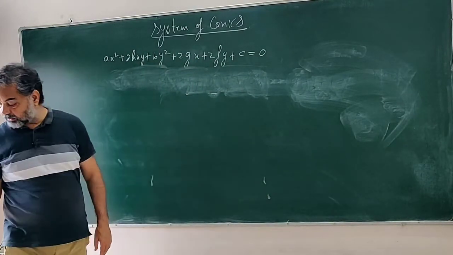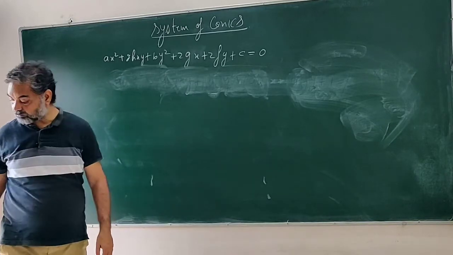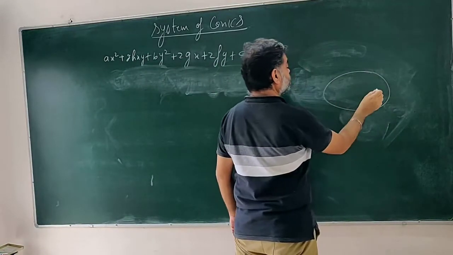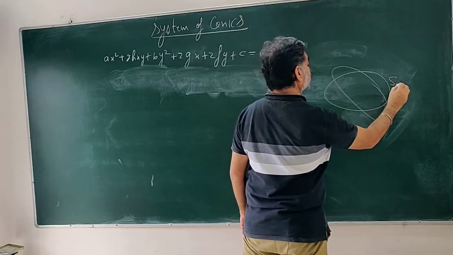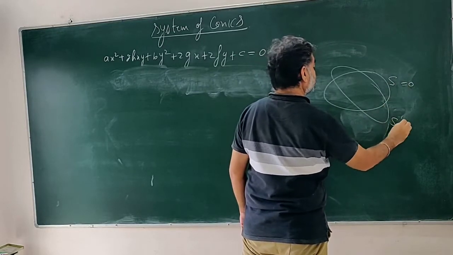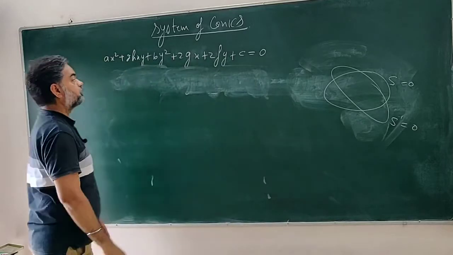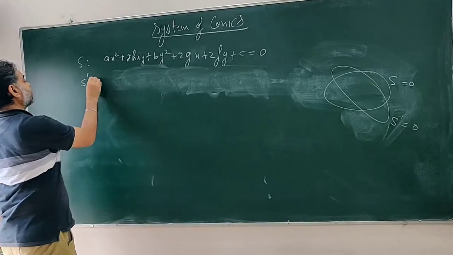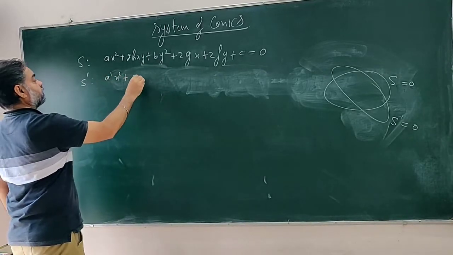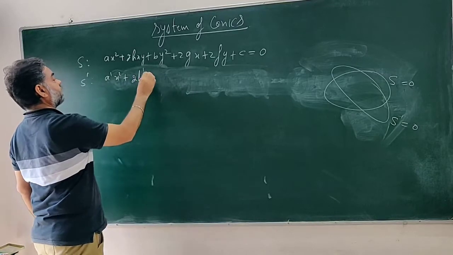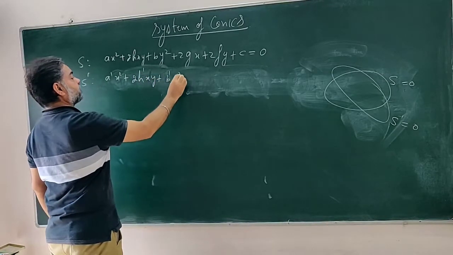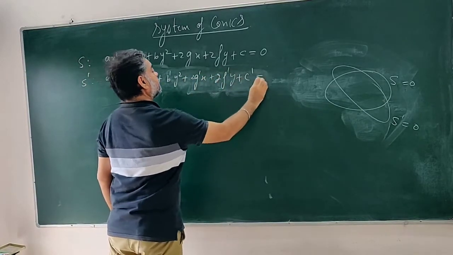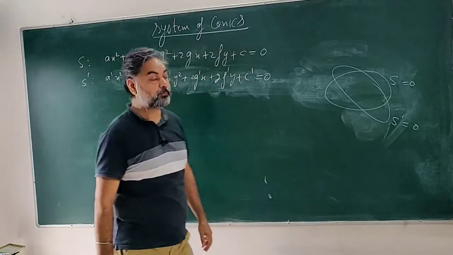Next is the intersection of 2 conics. Suppose you have one conic S equal to 0 and another conic S' equal to 0. Suppose the conic S' is a'x² + 2h'xy + b'y² + 2g'x + 2f'y + c' = 0. Suppose this is the second conic.